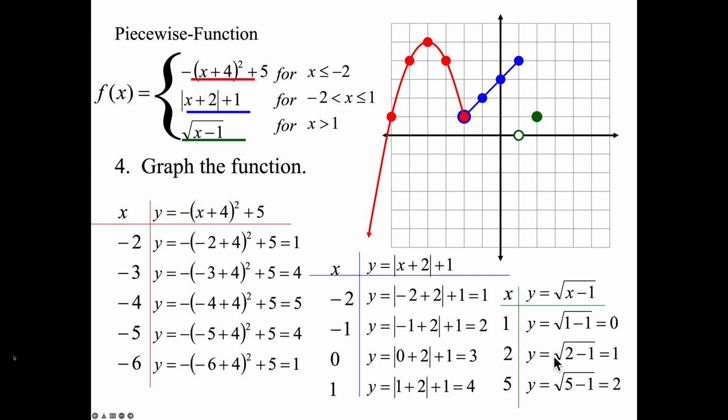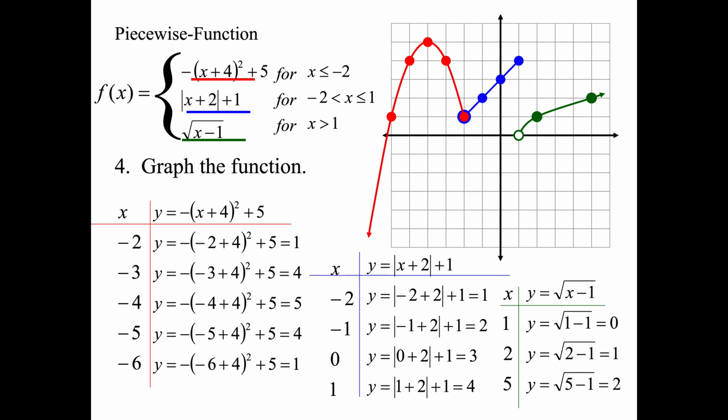3 minus 1 is 2. 4 minus 1 is 3. I can't take the square root of those numbers. But 5 minus 1 being 4, I can take the square root of 4, which is 2. So at 5, I'm at 2. I'm going to run out of graph. There's my graph. Everything's graphed. Okay?